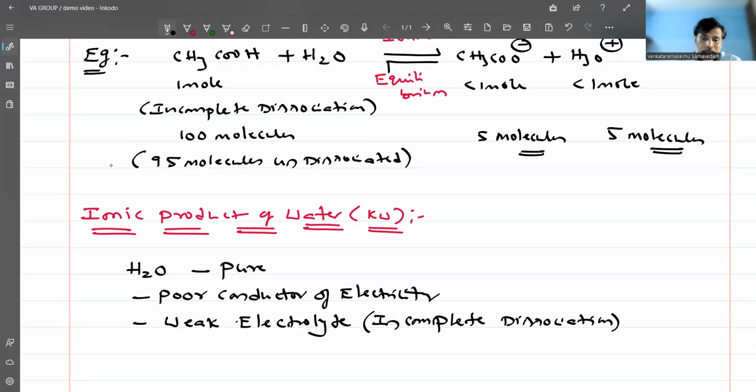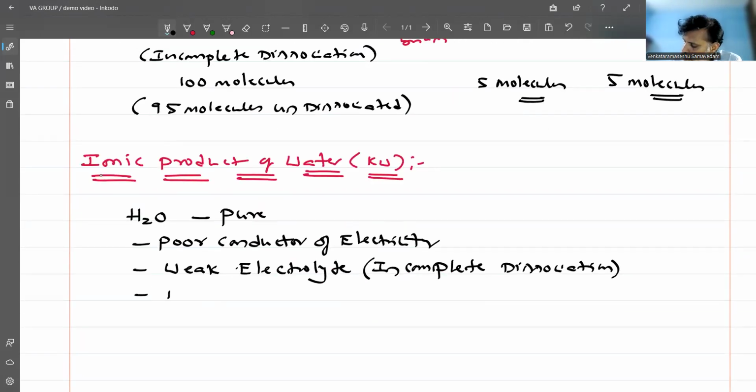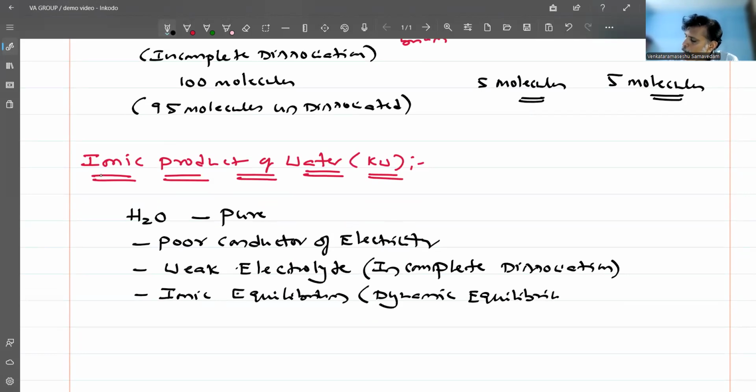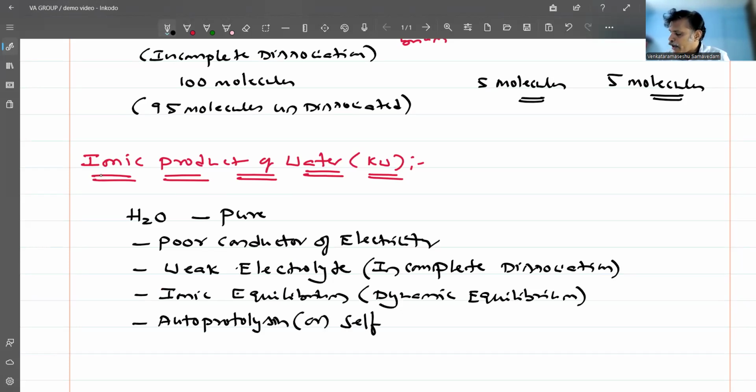So as I said earlier, with incomplete dissociation there exists ionic equilibrium. Ionic equilibrium is established in the case of water. It should be a dynamic equilibrium, where both forward and backward reactions take place. So how is the ionic equilibrium established here? There exists autoprotolysis or self-protonation of water.